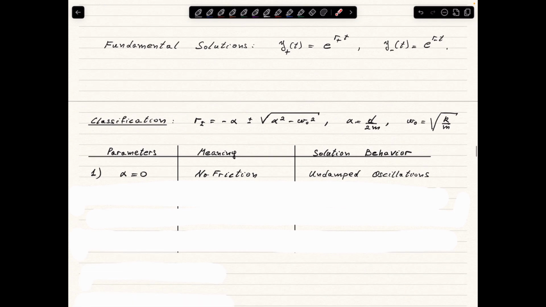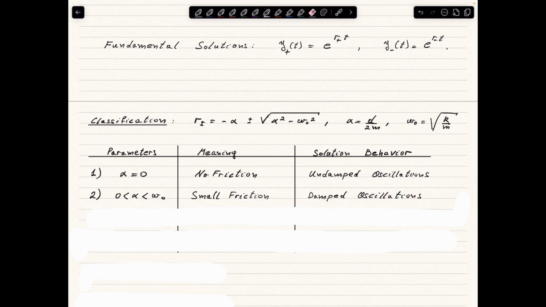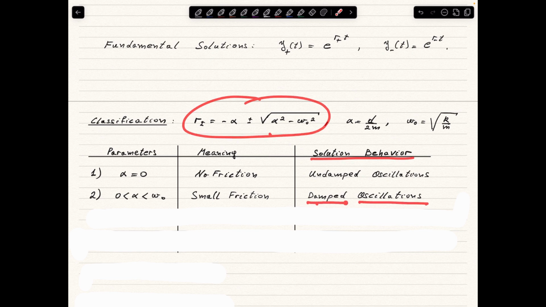Then the next case is when we do have friction. So the friction coefficient is positive, but is not very large in that sense. Alpha has to be smaller than omega, because that has to do with this number inside the square root. That is what is going to be called small friction, and we are going to see that the solution behavior in that case, because of the expression of the roots, is oscillations, but they are damped oscillations. The amplitude decreases and goes to 0. But the solution always oscillates.